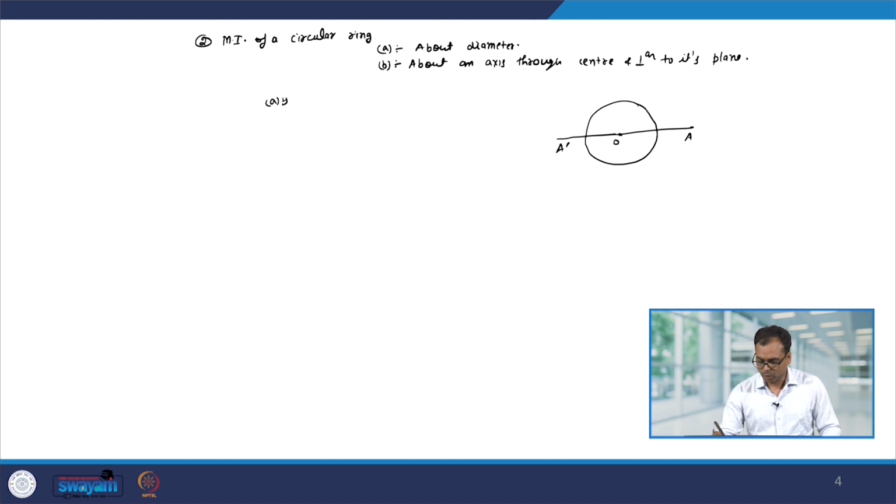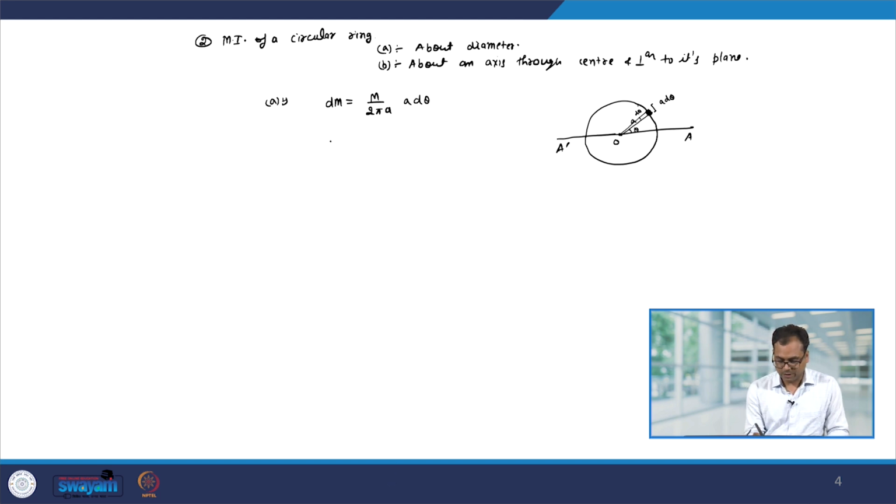Now, to find out the moment of inertia I need dm. Dm will be the mass per unit length. So, m over 2 pi a where a is the radius of this ring and multiplied by the infinitesimal length. So, let us say this is a, this angle is theta. So, therefore, this is d theta and that length will be a d theta. So, multiplied by a d theta. This is the mass of this small part dm.